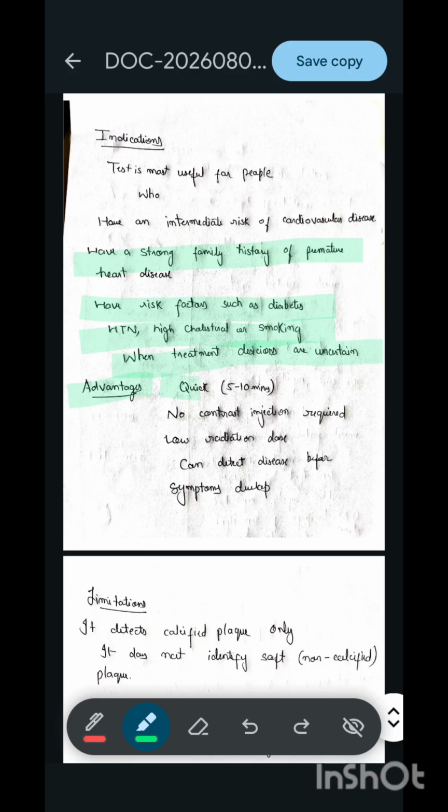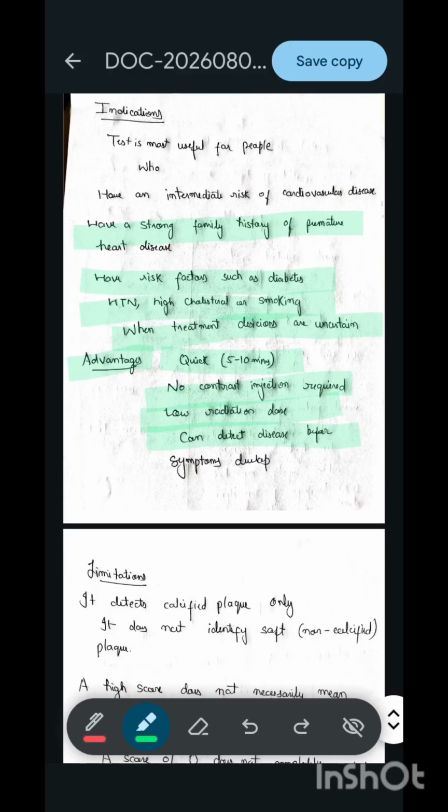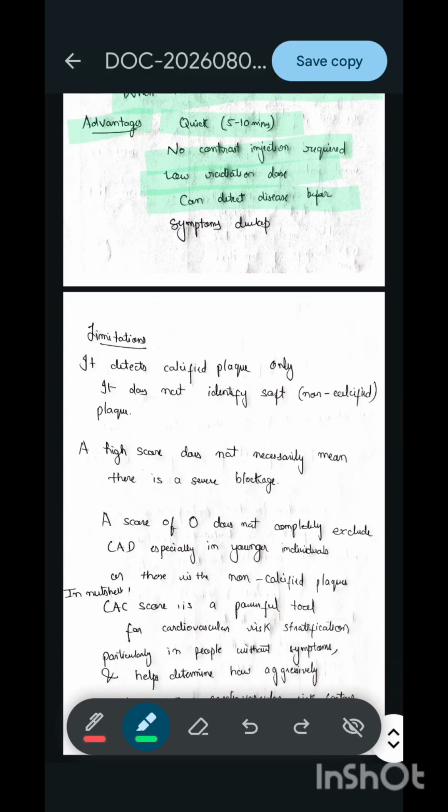What is the advantage? It's a very quick procedure, 5 to 10 minutes. No contrast injection is required, low radiation dose. It can detect the disease even before the symptoms develop, because you are actually assessing the amount of calcified plaque in the coronary artery. Even if it is subclinical, it is not producing any clinical symptoms, at that particular point of time also you can estimate the score.